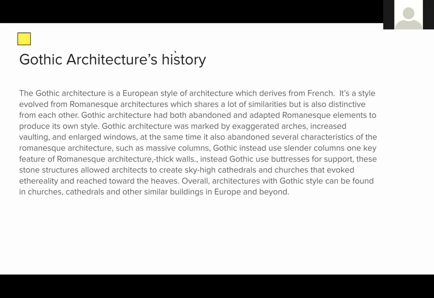Gothic architecture was marked by exaggerated arcs, increased vaulting, and enlarged windows. But at the same time, it also abandoned several characteristics of Romanesque architecture, such as massive columns. Gothic instead used slender columns. One key feature of Romanesque architecture is thick walls, but instead Gothic used buttresses for support. These stone structures allowed architects to create sky-high cathedrals and churches that evoked ethereality and reached toward the heavens. Overall, architecture with Gothic style can be found in churches, cathedrals, and other similar buildings in Europe and beyond.